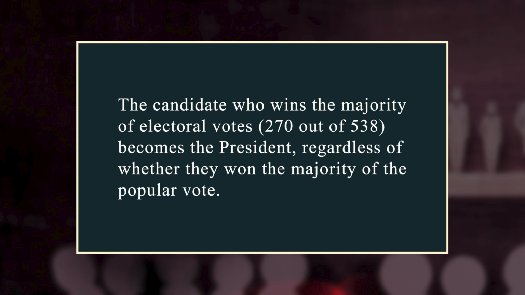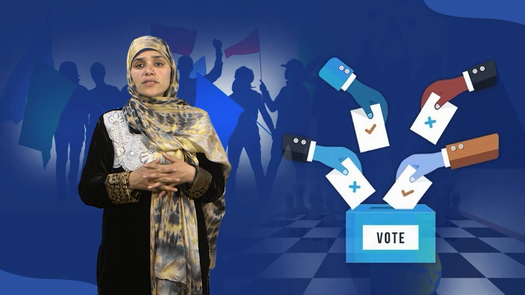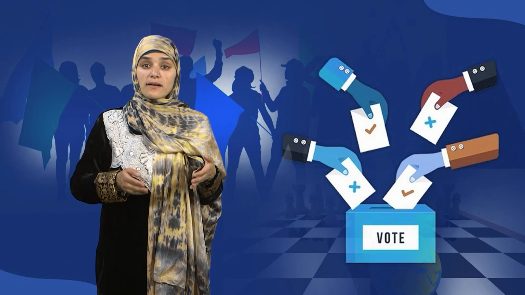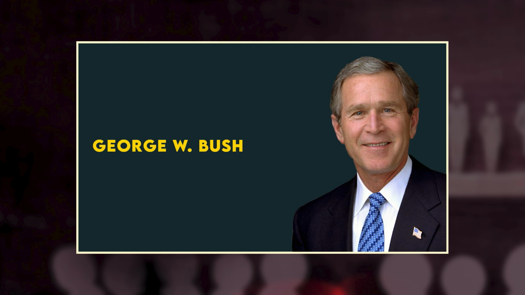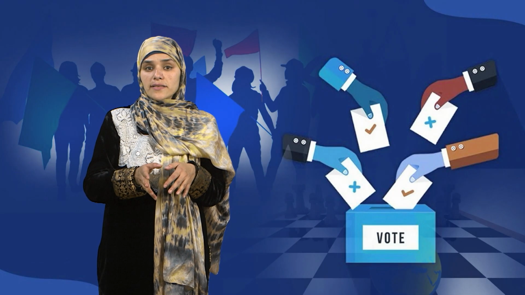Now, the United States uses an electoral college system, which is similar to first past the post in some aspects, for the election of the president. Under the US electoral college system, voters in each state cast their votes for a slate of electors who are pledged to a particular presidential candidate. The candidate who wins the majority of the electoral votes, 270 out of 538, becomes the president, regardless of whether they won the majority of the popular vote. This can lead to a situation in which the winning candidate polls fewer votes than the runner-up, as in 2000, when the Republican candidate George W. Bush won despite polling some 500,000 fewer votes than the Democratic candidate Al Gore.